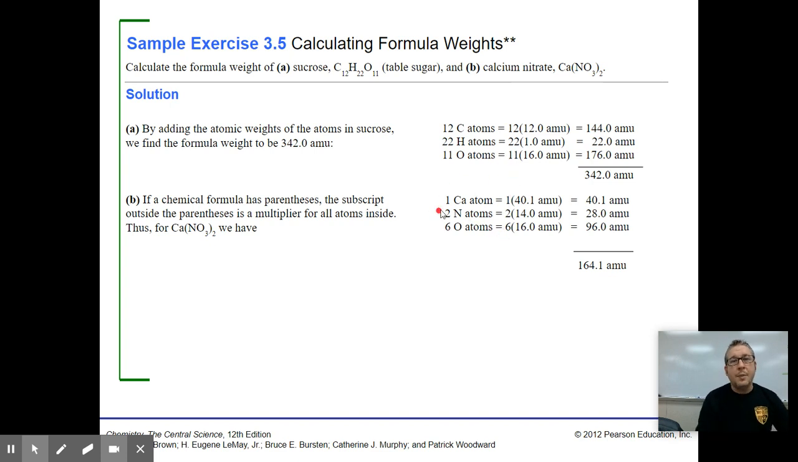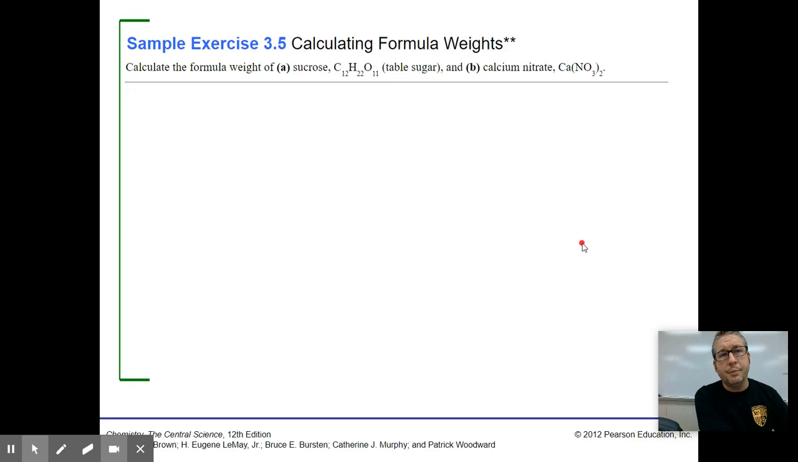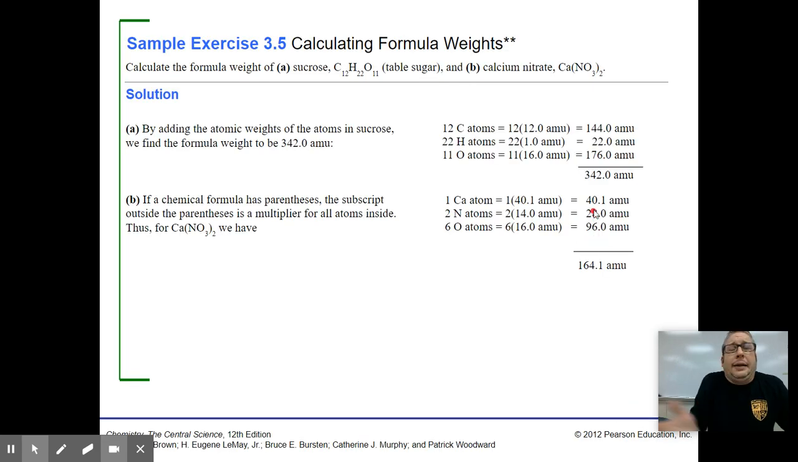So once you've determined how many atoms of each element are present, you multiply them by their atomic masses, sum them up, and you will find that 164.1 AMU is the overall formula weight for calcium nitrate. Now, I'm not certain why the book decided to toss in a decimal point. It's a rounded decimal point because we just saw this as like 40.08 or 40.09, and they went ahead and rounded it. I don't know, okay? Just make this a nice 0 if you want to, okay?